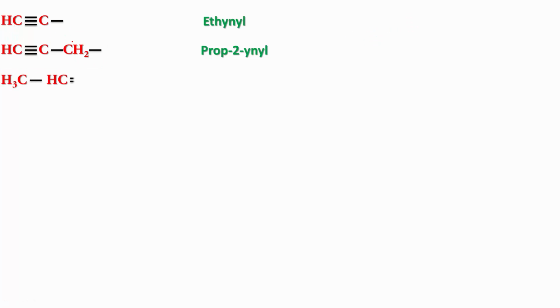Try a few of them on your own. What would be this? This is again a propene thing, but this is 1, this is 2, this is 3. So prop-1-enyl.